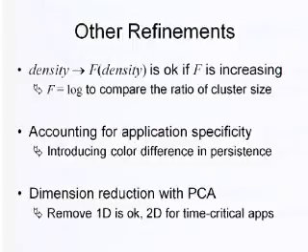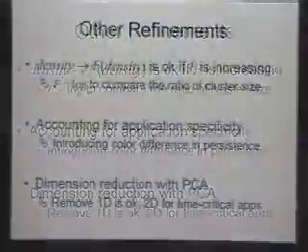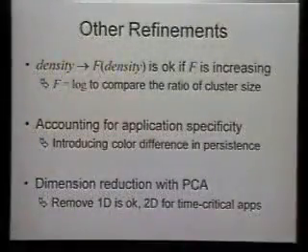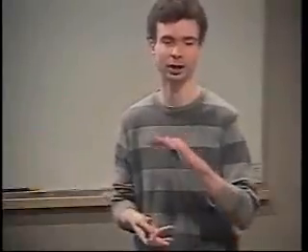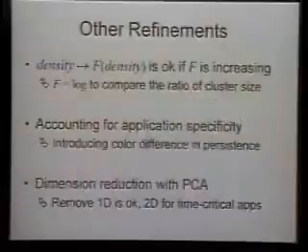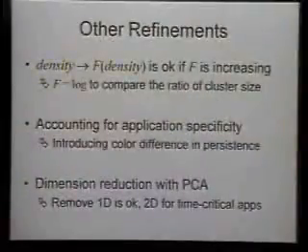Some details that I will go through quickly because we are running out of time. You can change the density function to something else, and a good thing to do is to apply a log to take into account the ratio of the density instead of the difference of density. As we just discussed, you can look into the color difference. You can do PCA on your feature space to reduce its size and go even faster.